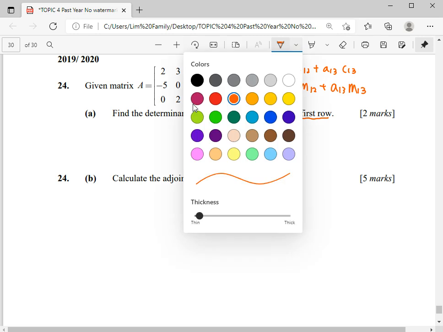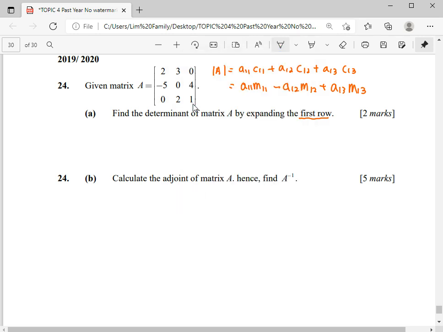So we go back to our question. When I'm doing the first row, the determinant of A equals A11, the element, which is 2. Then minus A12, which is the element of first row, second column, which is 3. Then plus A13, which is 0.